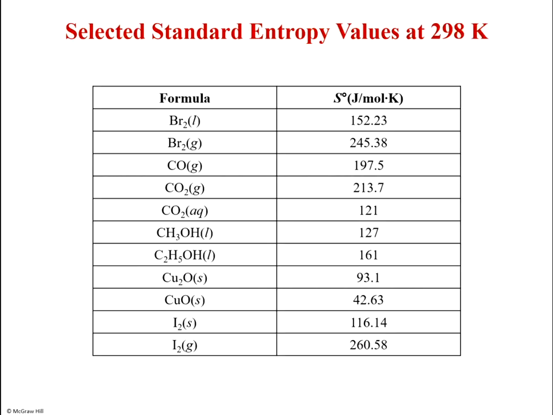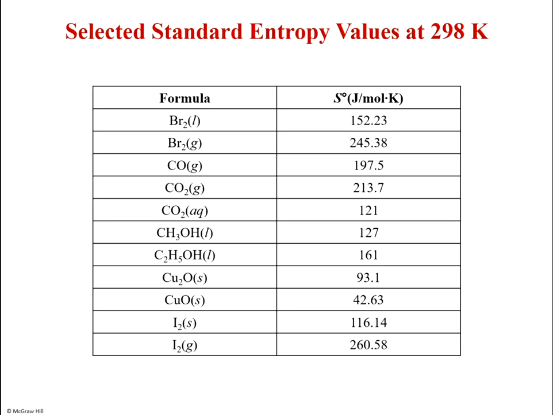Here are some selected entropy values at 298 Kelvin. And of course, you wouldn't need to memorize these. You'll always have standard entropy tables available to you. But let's look at this and see if there are any interesting trends. So you'll notice when we have a liquid and a gas, like for bromine, the gaseous state always has a higher standard entropy, which would make sense because the atoms have more freedom of motion. There are more microstates available.